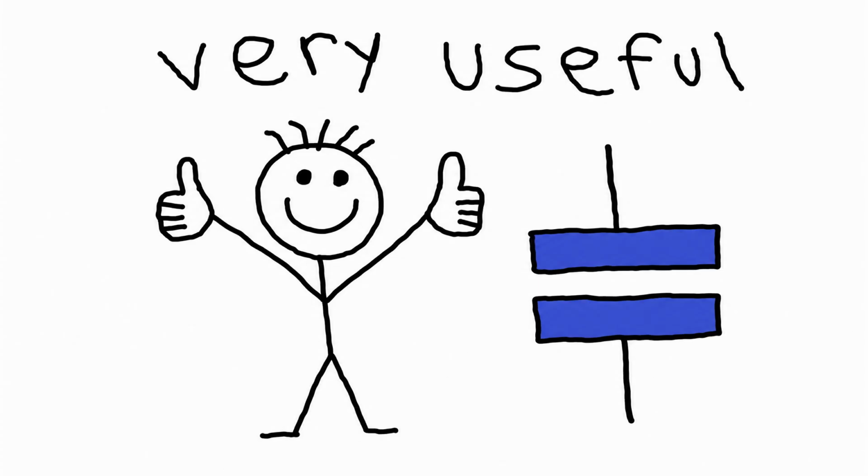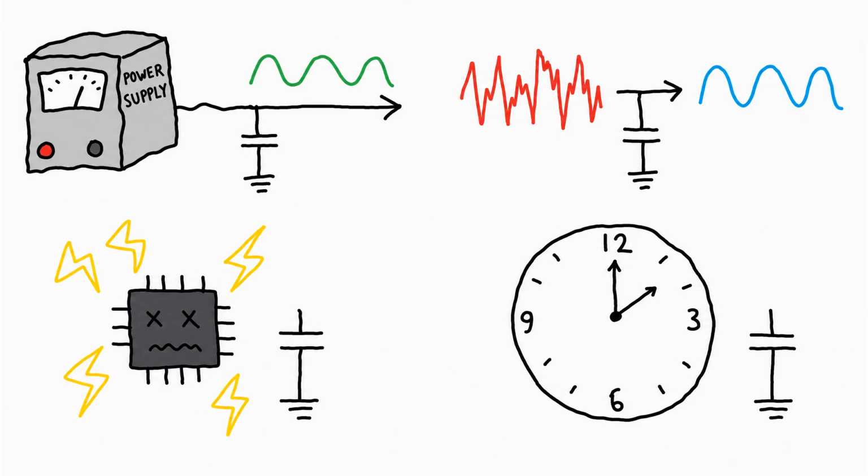This simple behavior makes capacitors incredibly useful. They smooth power supplies, reduce electrical noise, help chips get quick bursts of current, block DC, pass changing signals, and create timing delays.